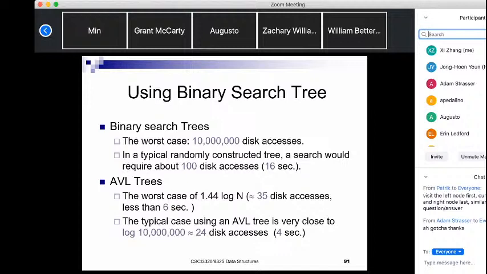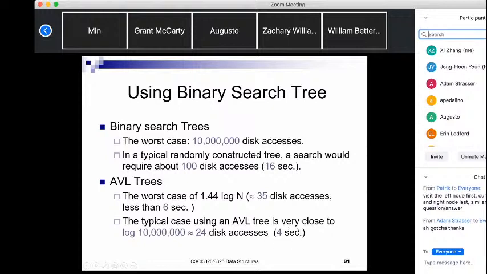Okay, let's talk about the AVL tree based solution. When we use the AVL tree solution, the worst case will be bounded by 1.44 times log n, so that it requires about 35 disk I/O operations. So it will take less than 6 seconds. But 6 seconds may be acceptable in the worst case, but we hope to be better. So how about the average case for the AVL tree? It's about log n. So 24 disk I/O operations are required. So we still need 4 seconds of lagging time and delay.